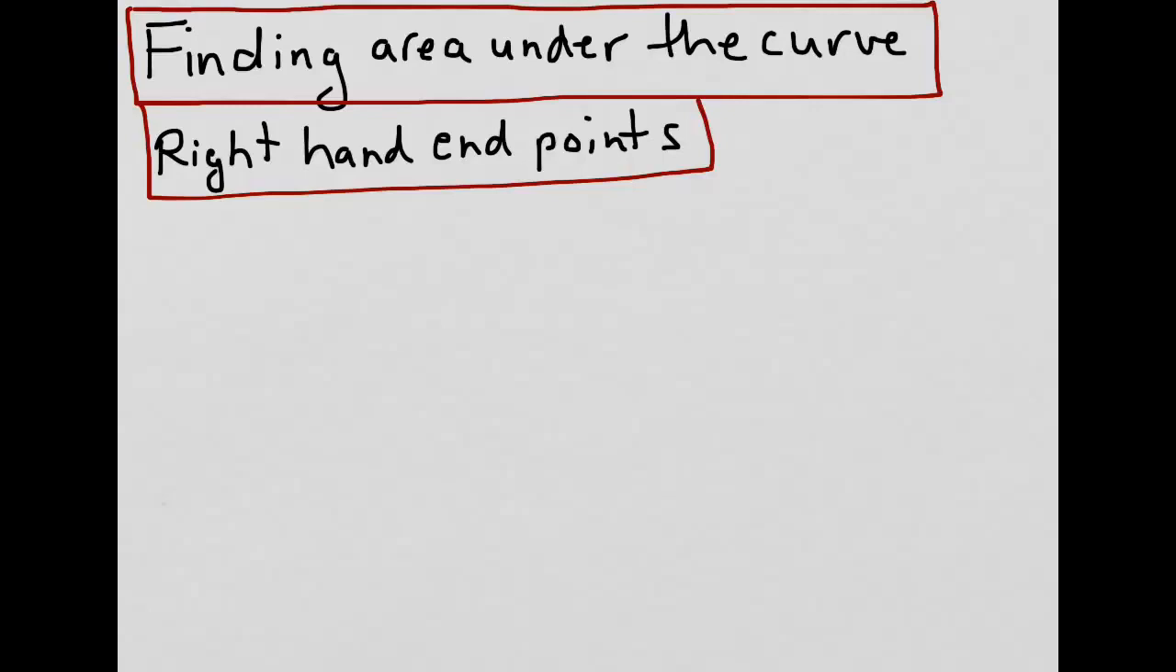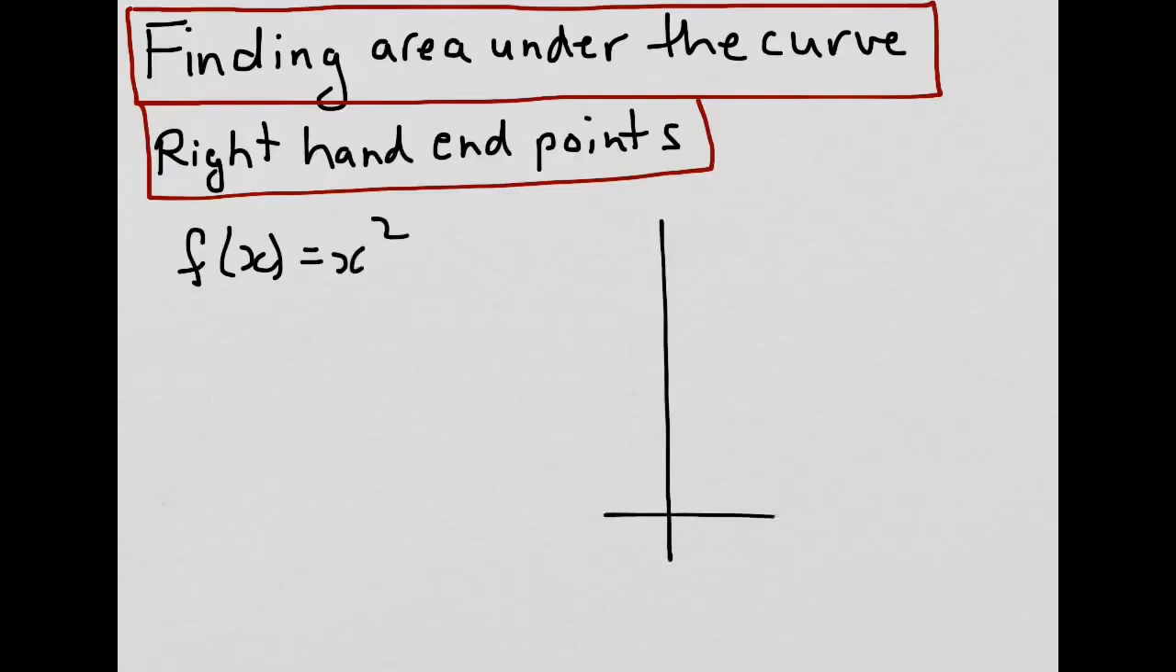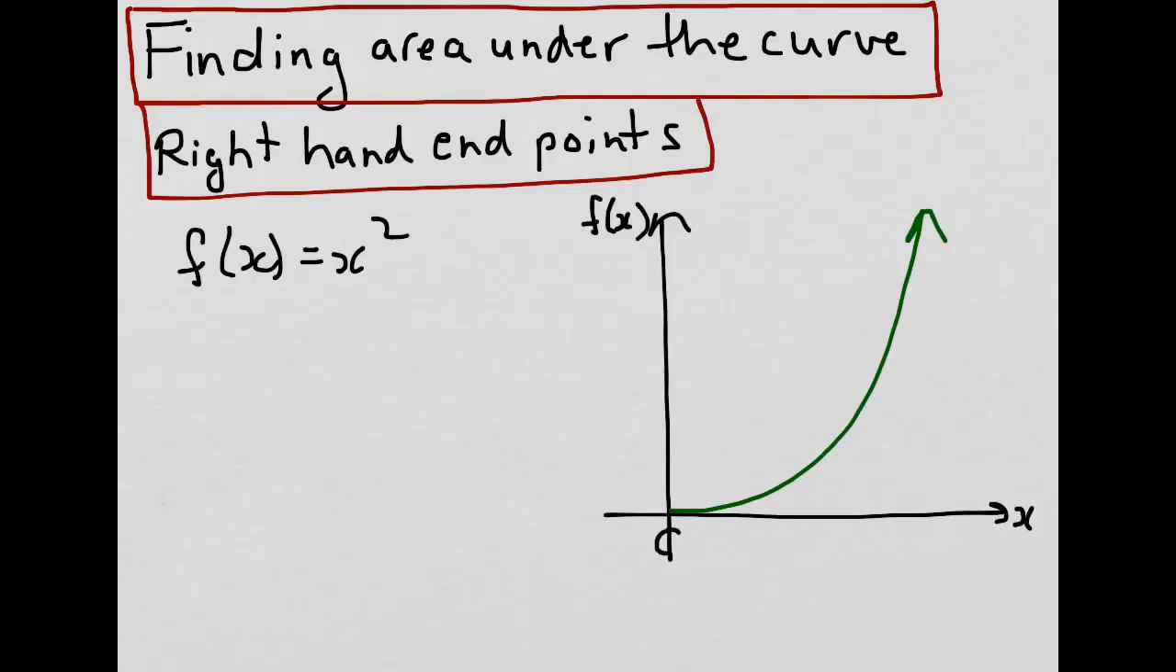Let's say we had a function f of x equals x squared, which we can graph on a grid, and it looks something like this. And we were interested in finding the area under the curve. And the area we want to find is over the interval 0 to 1.